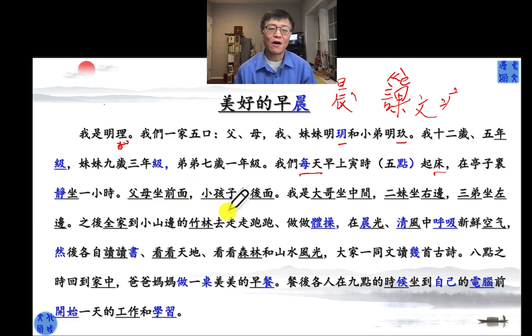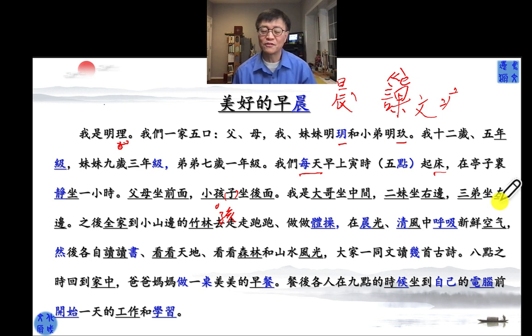父母坐前面, 小孩子, we didn't learn this character, but we learned this 孩, put a baby on the left, as a little kid, 小孩子, or you can just say 小孩, they're saying the same thing, 坐后面, 我是大哥坐中间, 二妹 means the second sister, 三弟, you see that here, means my younger sister is older than the little brother. So, 大哥, 二妹, 三弟, 二妹坐右边, 三弟坐左边.